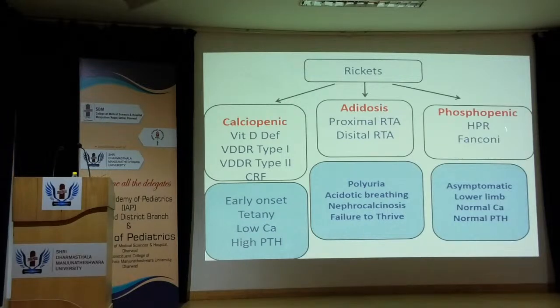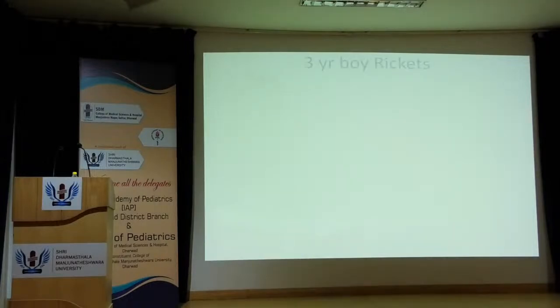Whereas in phosphopenic rickets, these children are just asymptomatic. Most commonly there is lower limb involvement. What is the key here? Normal calcium and normal parathyroid, because that axis we just went through is normal and intact. Normal calcium, normal PTH, only phosphate excretion. So these children will have normal calcium, normal PTH, no symptoms, but lower limb involvement is possible.